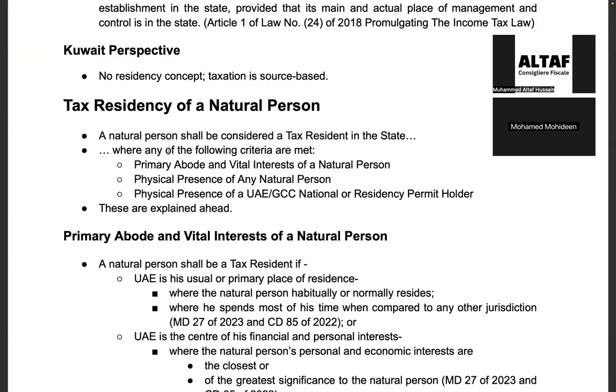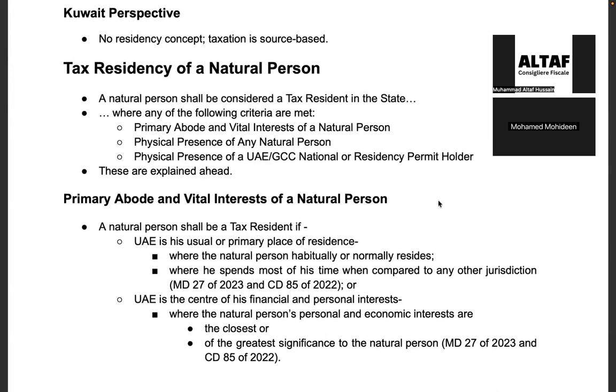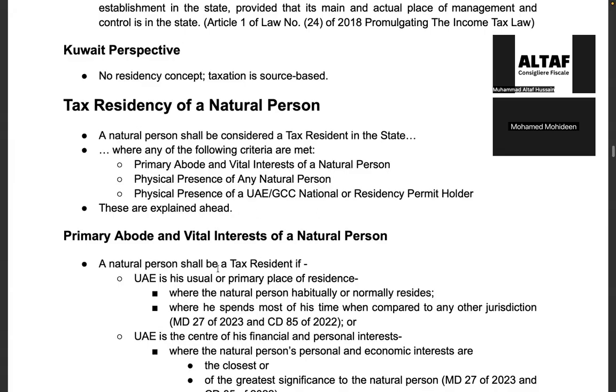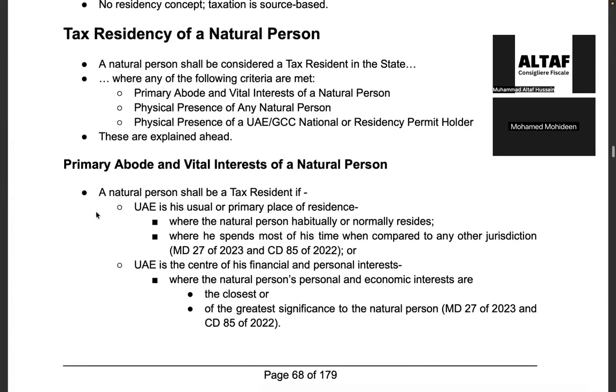So what we saw here: any of the following criteria are met: primary abode or vital interest of a natural person, the physical presence of a UAE or GCC national or residency permit holder. We will go into a little more discussion of what we have just seen, that this is the criteria. This is actually similar to the tiebreaker clause as well: primary abode and vital interest.